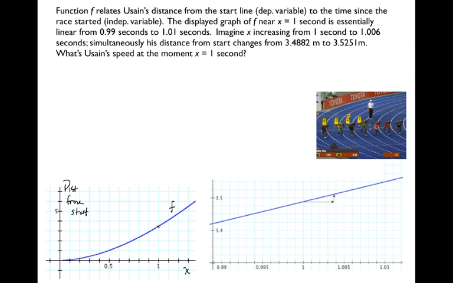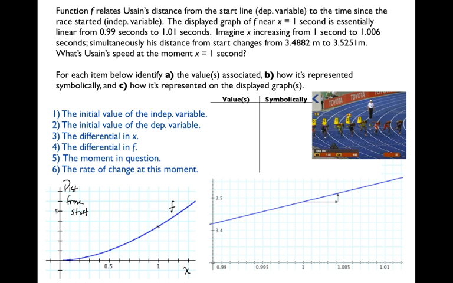But remember what we said about these situations, lots of information, real world situation. We always want to model it. So here's what we want to do. For each item, we want to identify the values associated, and then how it's represented symbolically, and then how it's represented on the graph or graphs. Okay? So you want to have a sketch of this, and your sketch can include the triangle at its full, at its largest state. Okay, that's the situation we're talking about. And then we want to identify the values that we know of these 6 things, and then how would they be represented symbolically, and then how would they be represented on the graph.